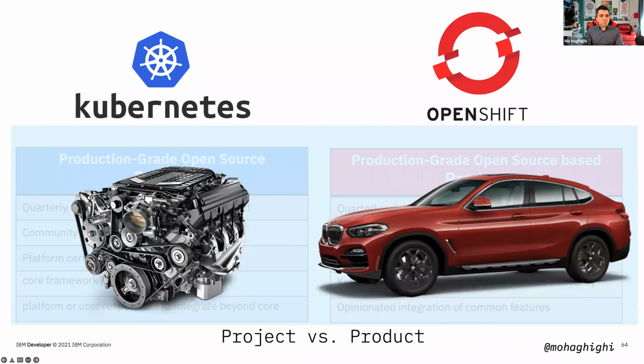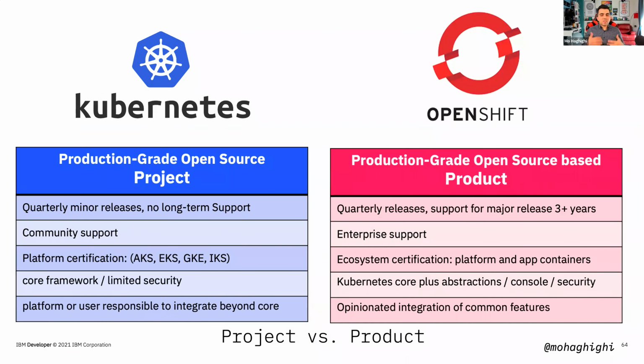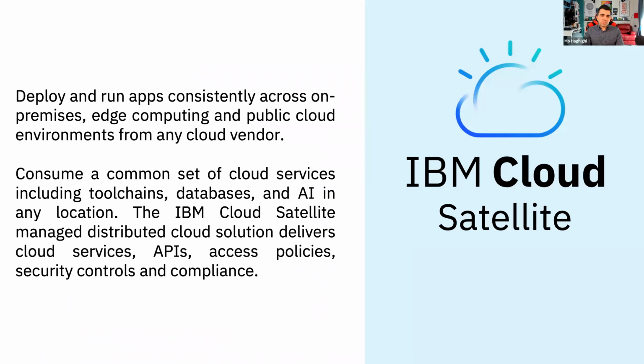Comparing Kubernetes with OpenShift is like that classical example of comparing an engine with a car. With an engine, you can't do much. You can't go from A to B, whereas with a car, you just sit in and start driving. And that's basically what OpenShift offers you. And obviously all these amazing releases, quarterly releases, and security patches all come with OpenShift.